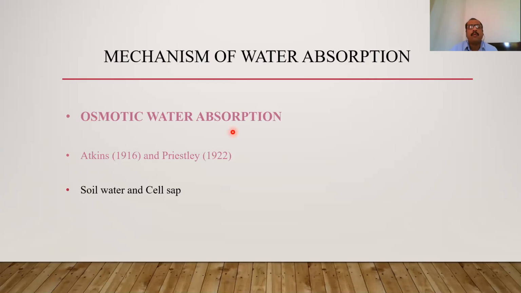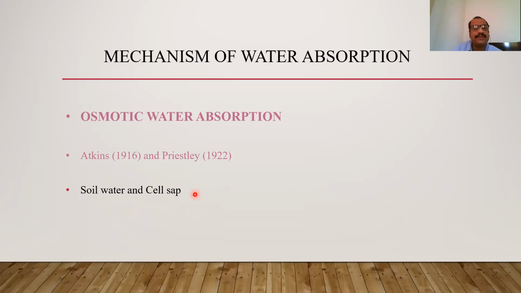Now, what was their concept? What were their postulations? What were their suggestions regarding the mechanism of water absorption? According to them, the water is absorbed due to osmotic difference between the soil water and cell water, soil solution and cell solution, soil sap or cell sap.